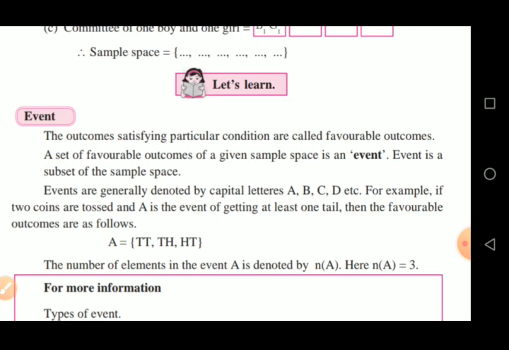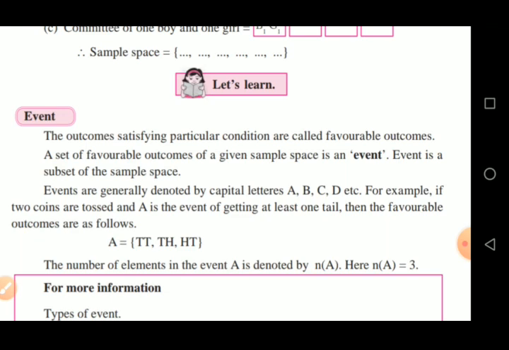because these outcomes are from the sample space, and these events are the subset of the sample space. Events are generally denoted by capital letters A, B, C, D.